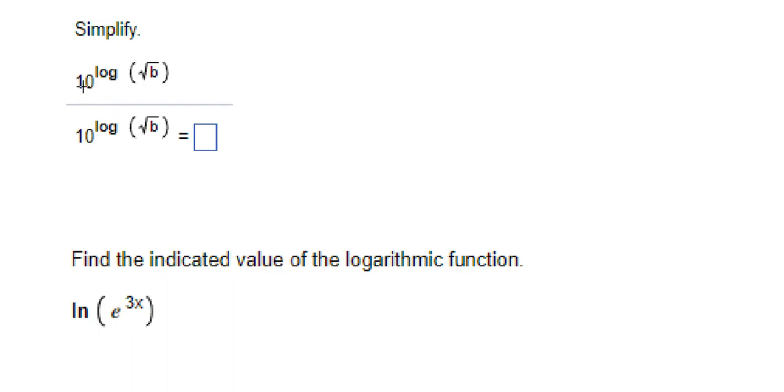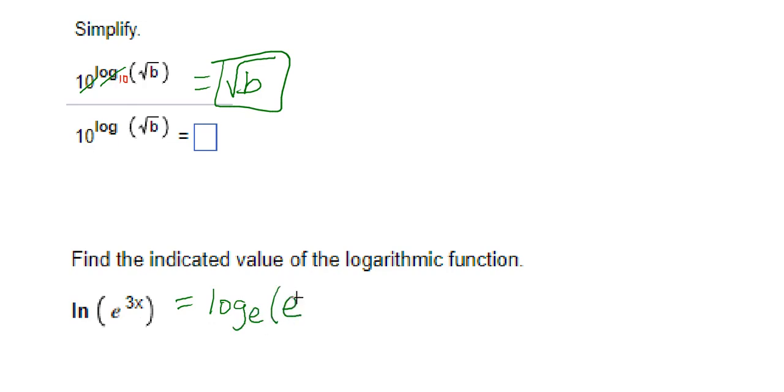So here we have a base 10 exponent. This is log base 10, right? It's not written there, so we have to assume it's a 10, and so they will cancel each other out. This 10 cancels out with this log base 10, and the answer here is just going to be whatever was inside the logarithm, which is square root of b. That's all there is to that. Same thing's happening here. Natural log is log base e. The base of the exponent inside the logarithm is also base e, and so they will cancel each other out. This logarithm cancels out with the base of this exponent, and so our final answer here, all that's left over, is 3x.